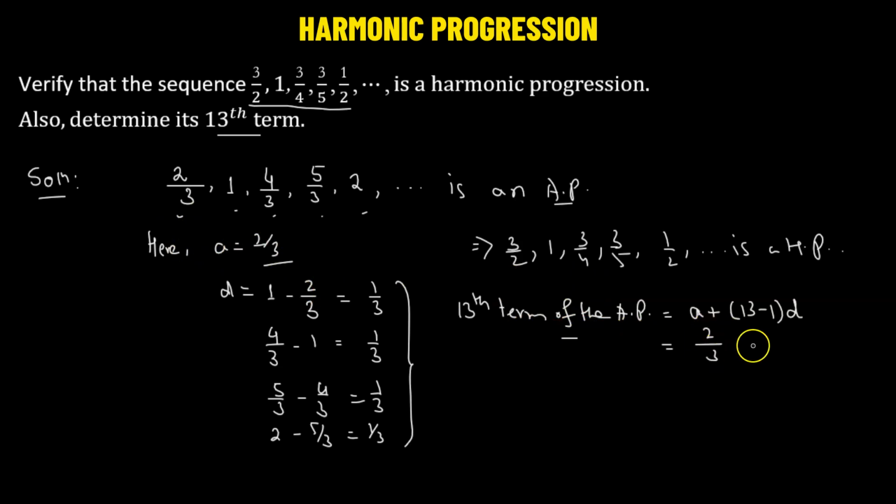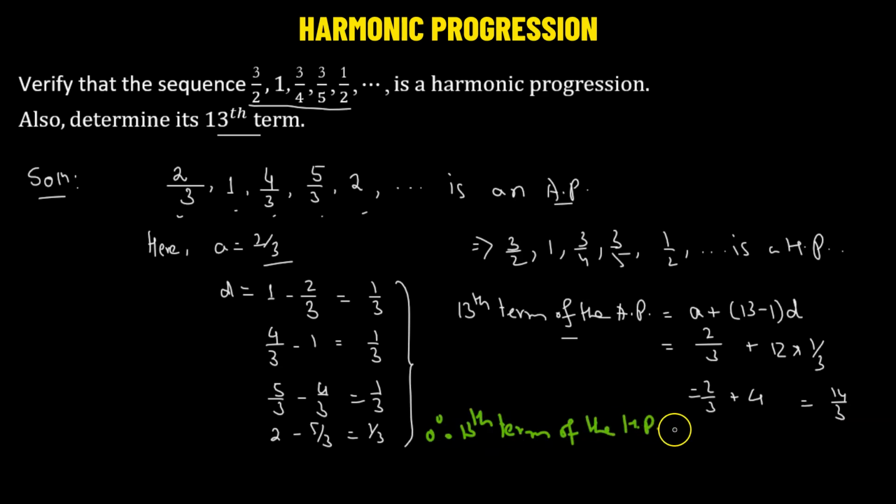We have 2/3 added to 13 minus 1, that's 12, multiplied by the d value, which is 1 over 3. So 12 times 1/3 is going to be 4. So 2/3 plus 4 is going to be 14 over 3. So this is the 13th term of the AP, which means that the 13th term of the harmonic progression will be the reciprocal of the 13th term of the AP, so that's 3 over 14. So that is the 13th term.